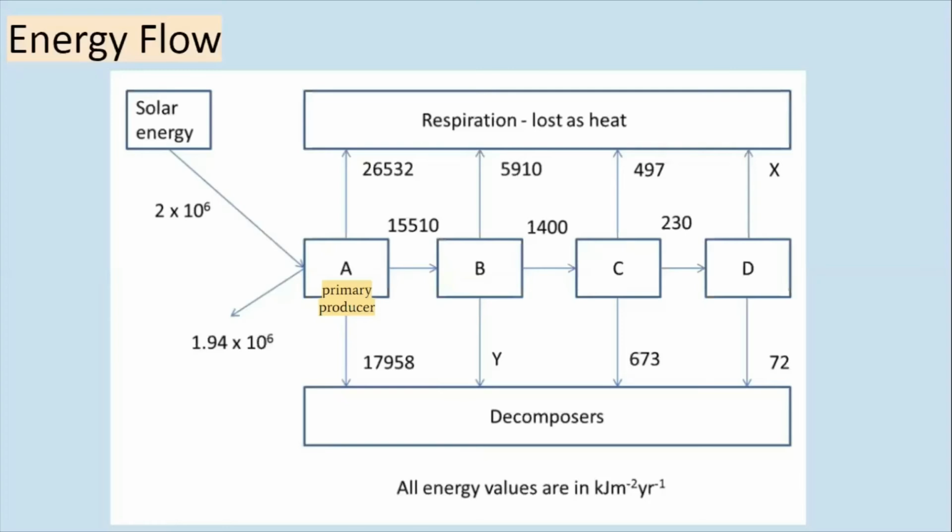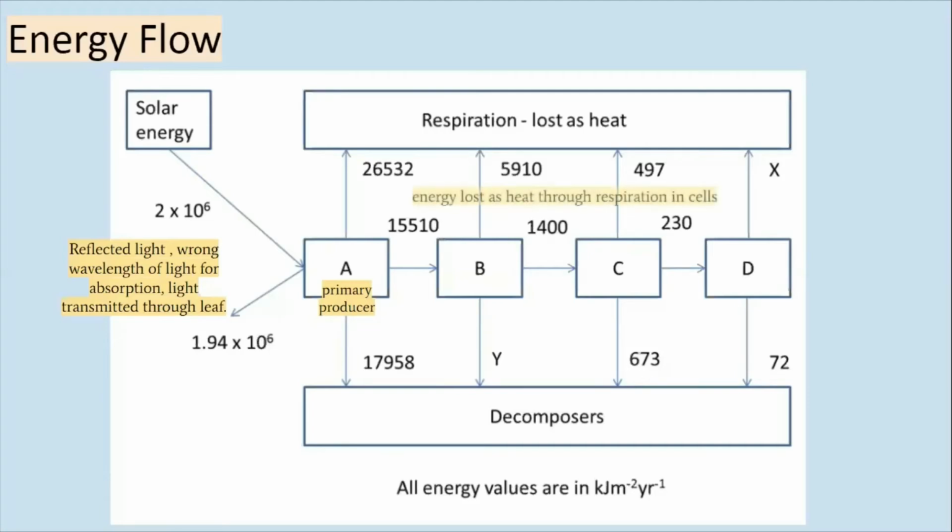The light might be reflected by different parts of the plants. It might be reflected, or be the wrong wavelength of light for absorption, or light transmitted through the leaf. Next, we know any organisms, and that includes plants and animals, they respire. So the glucose that the plants make is used by all the cells of the plant in cellular respiration, and some of the energy is lost as heat to the environment.